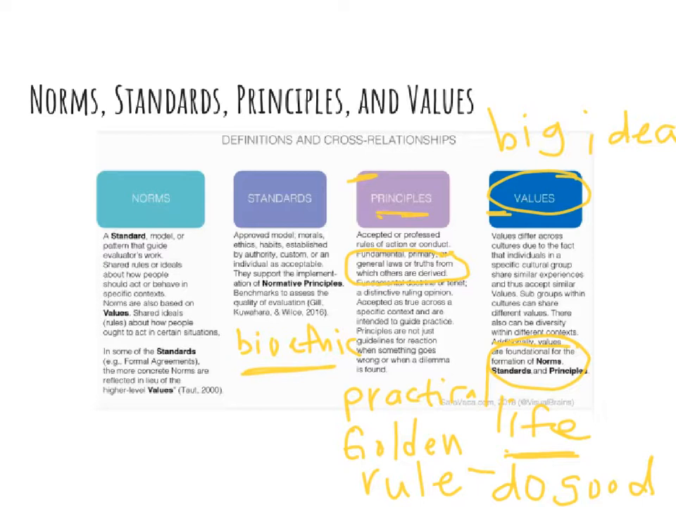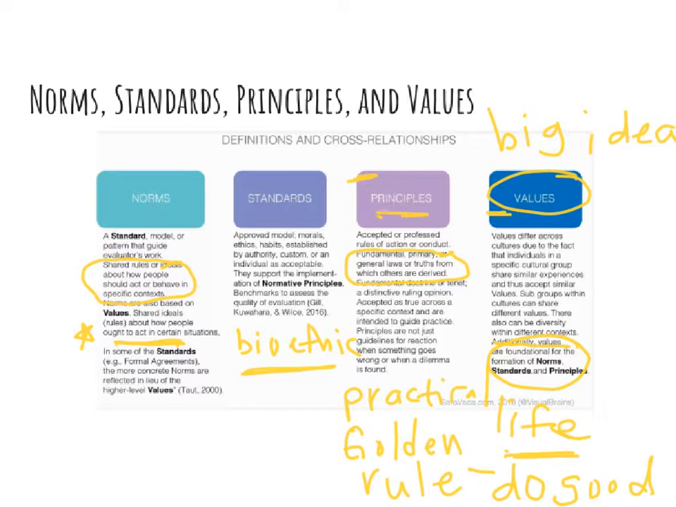Finally, there are norms, and they're defined as a standard model or pattern that guide evaluators' work, shared rules or ideas about how people should act or behave in specific contexts. So norms are also based on values, shared ideals, rules about how people ought to act in certain situations. So we see that ought there. When we think of things that we ought to do, that's where we get into the questions of morality.